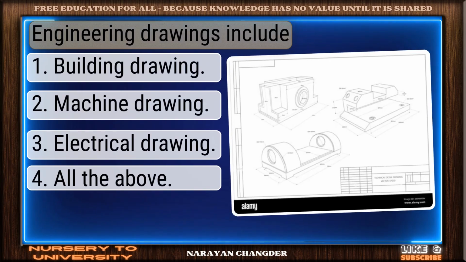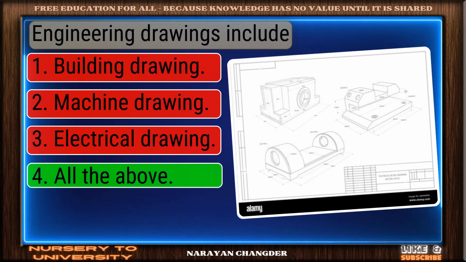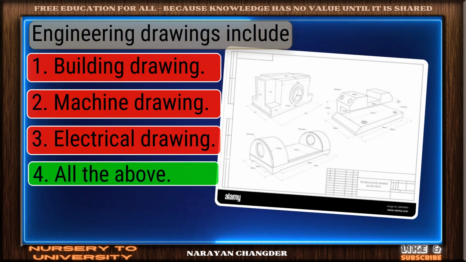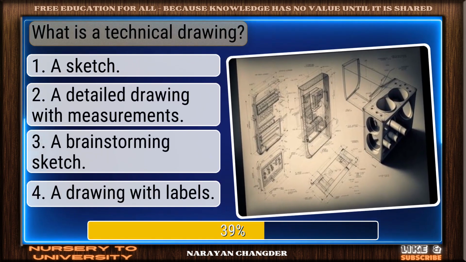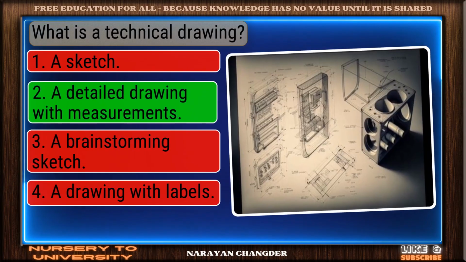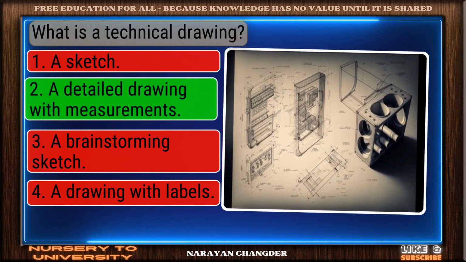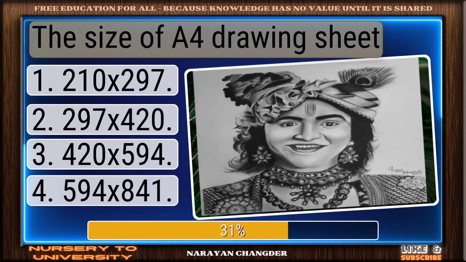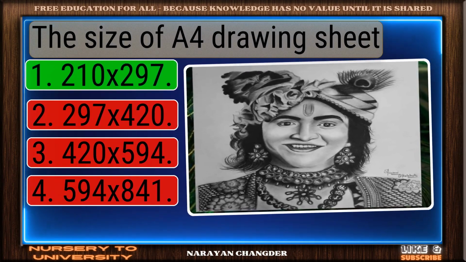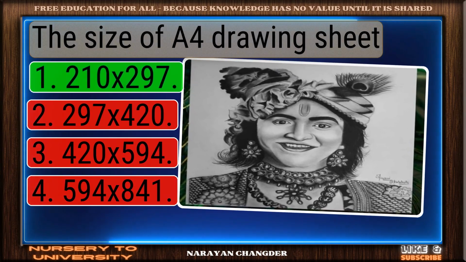Engineering drawings include. Right again. All the above is a valid answer. What is a technical drawing? On track. A detailed drawing with measurements is the correct answer. The size of an A4 drawing sheet. Nice selection. 210 x 297 is the correct and valid answer.